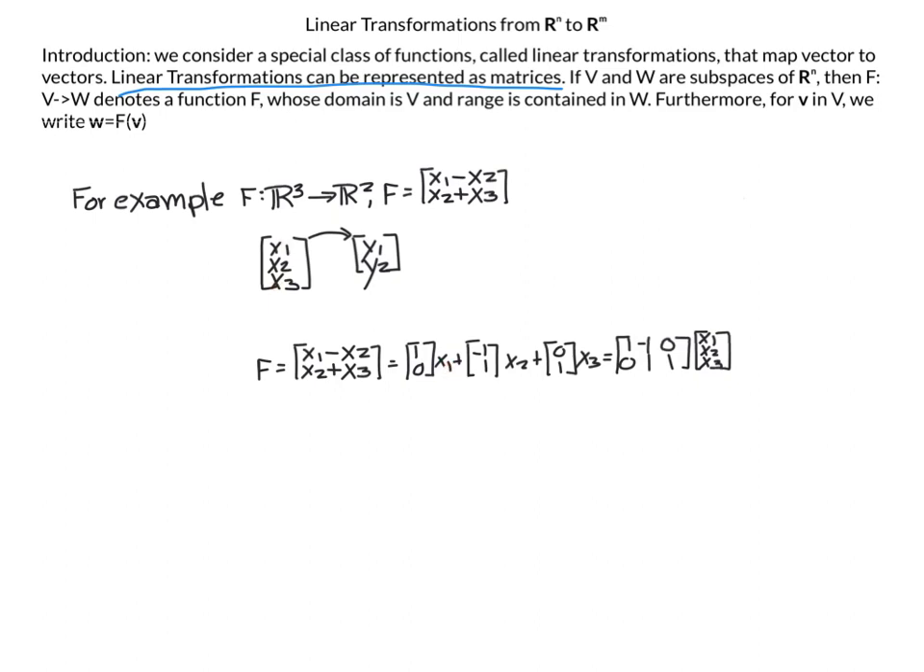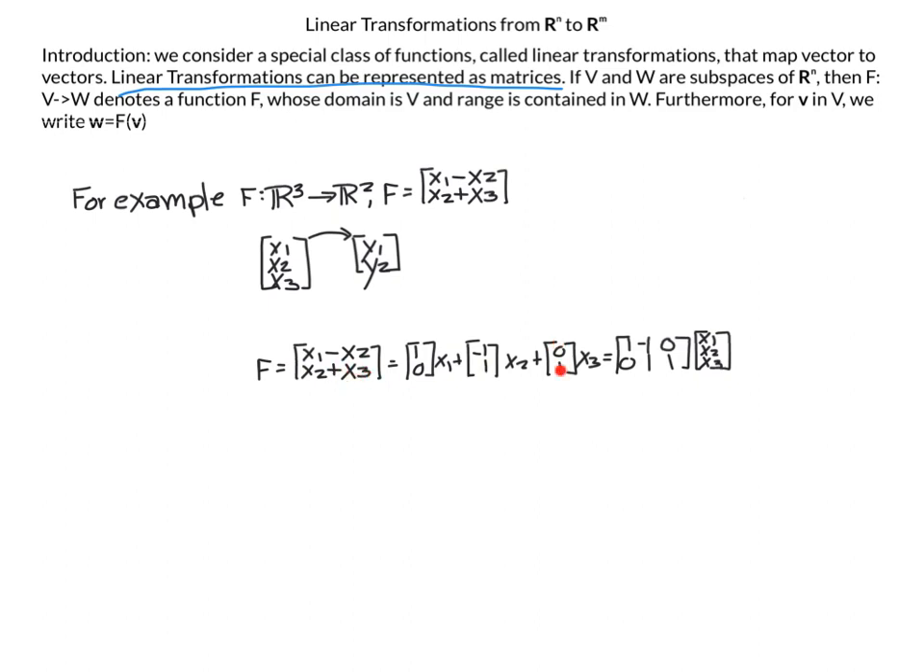So I write out x1, x2, and x3. And I need to figure out what it does to x1, x2, and x3 to make it equal to x1 minus x2 for my first coordinate and x2 plus x3 for my second coordinate. So for x1, for the first coordinate we multiply by 1. For the second coordinate we multiply by 0. For x2, for the first coordinate we multiply by -1, and for the second coordinate, we multiply by 1. For x3, the first coordinate we multiply by 0, and the second coordinate we multiply by 1.